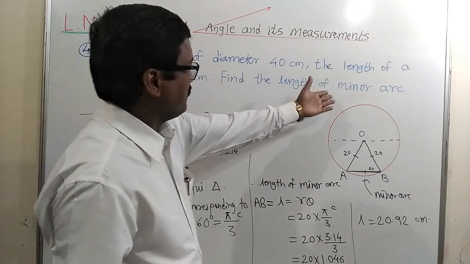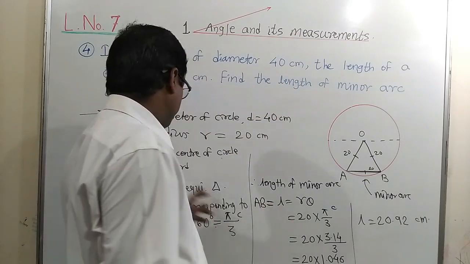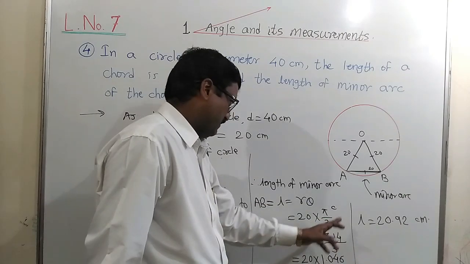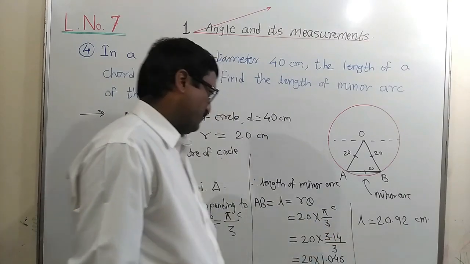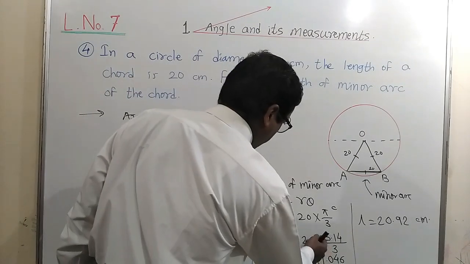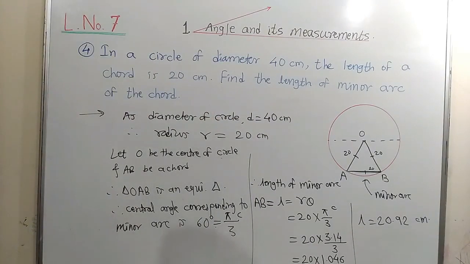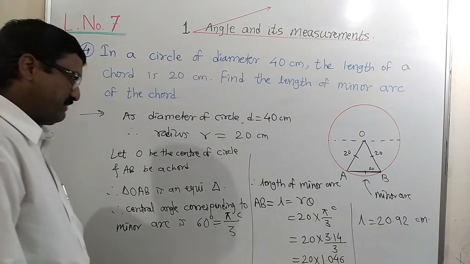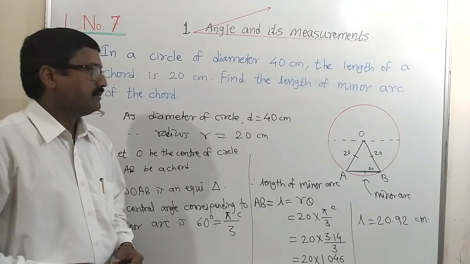Now the length of the minor arc is asked, so it is L, and it is equal to r theta. R is 20 and theta is pi by 3. So 20 into pi, which is 3.14, upon 3. So dividing this, we get 3.14 by 3 will be 1.046, and into 20, so it will be 20.92.